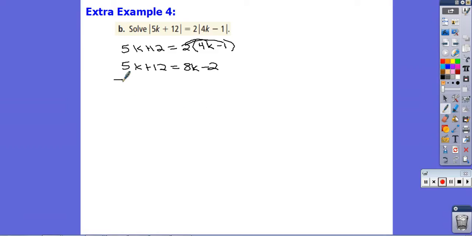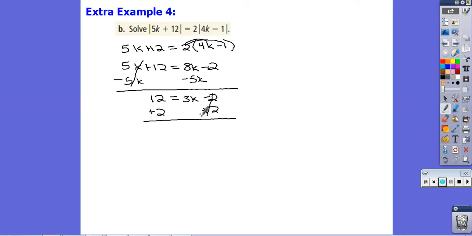So from here, I'm going to go ahead and get all my k's on the same side. I'm going to move the 5k over this way, so I'm left with 12. 8k minus 5k is 3k, and I have the minus 2. Now I'm going to move the 2 over here. The inverse of minus 2 is plus 2. So I have 14 equals 3k. I divide by 3, and so I just have k equals 14 thirds.